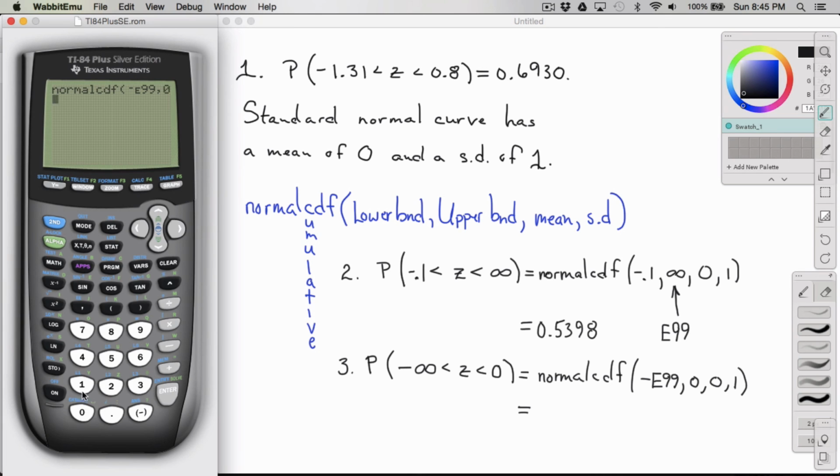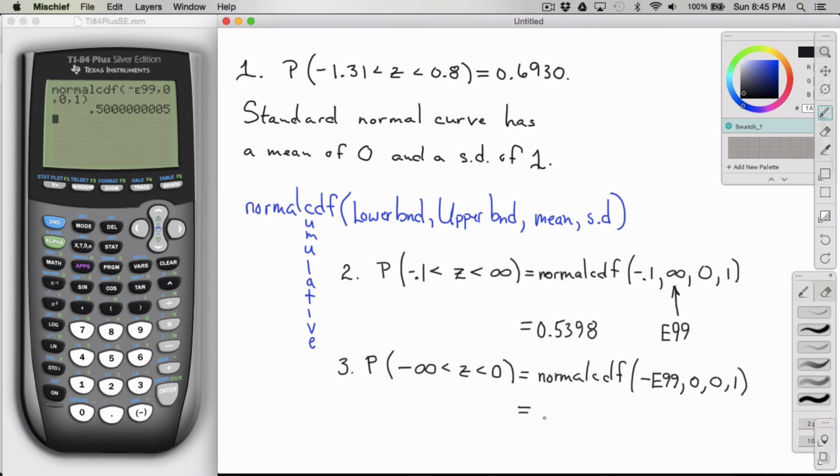Let's move our cursor back over to where we need it and continue, comma. Right bound is 0. Our mean is 0. Our standard deviation is 1. If everything works right, this should be a half. And there it is, 0.5. Thank you for joining me, and in the next episode, we'll find out what to do when you have a mean that's not 0 and a standard deviation other than 1. Thanks.